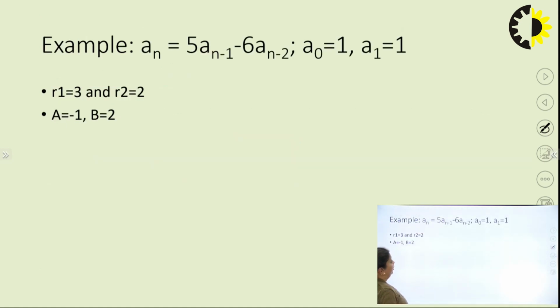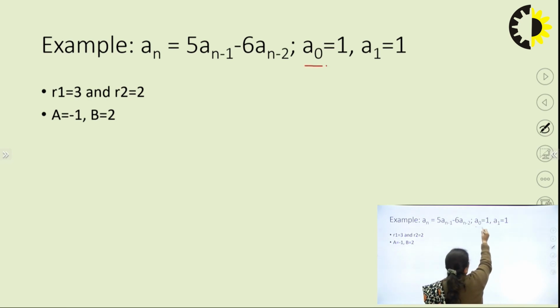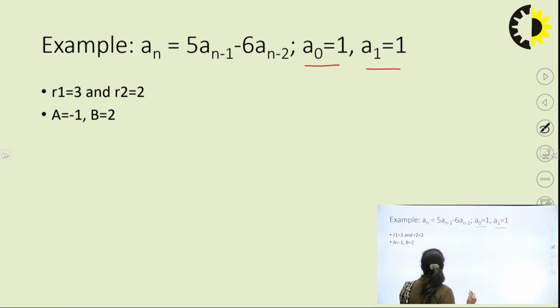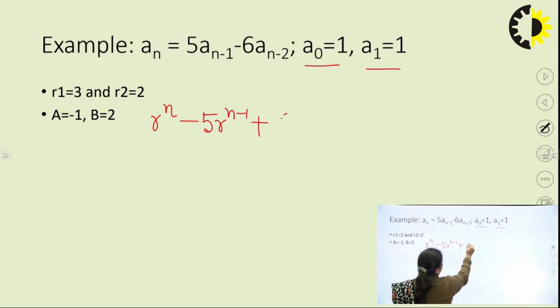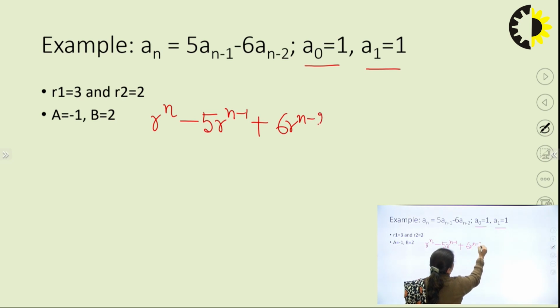Now we will see one example of how we do this. I have this example: a_n is equal to 5 a_(n-1) minus 6 a_(n-2), and I am given the two initial values a_0 and a_1. First of all, I will convert this entire equation to R format. So what will I get? I will get r to the power n minus 5 r to the power n-1, plus 6 r to the power n-2, equal to 0.